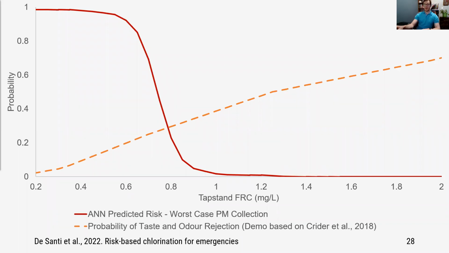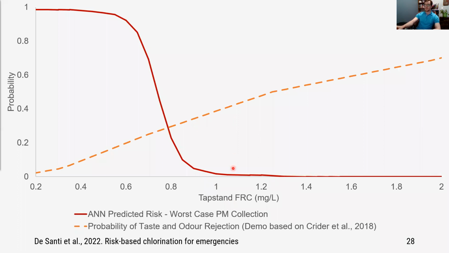So with that disclaimer out of the way, this graph shows in red the worst case PM collection line that we've been using previously, and the orange line shows the risk of taste and odor rejection. And what these curves allow us to do is to look across different tap stand FRC targets and understand how both of these risks change. So you can see how up to a point of about 1 milligram per liter of FRC at the tap stand, we do see drastic reductions in the risk of recontamination. But beyond that, there's very little improvement here, but we still see an escalating level of taste and odor rejection.